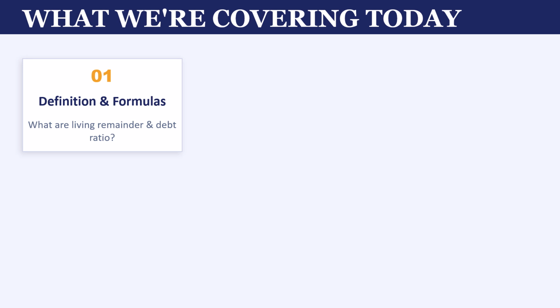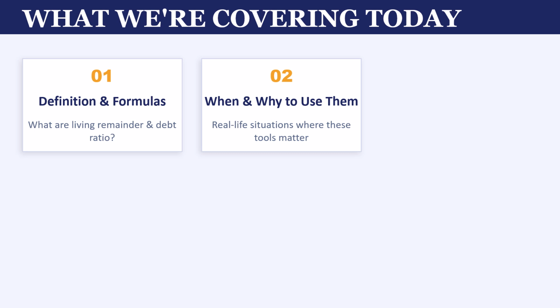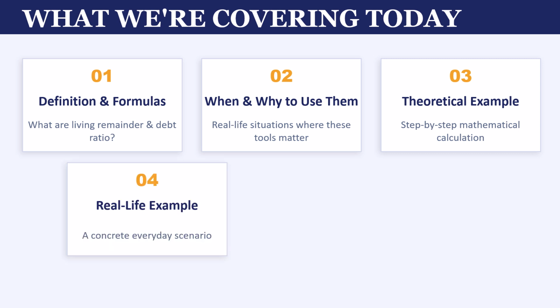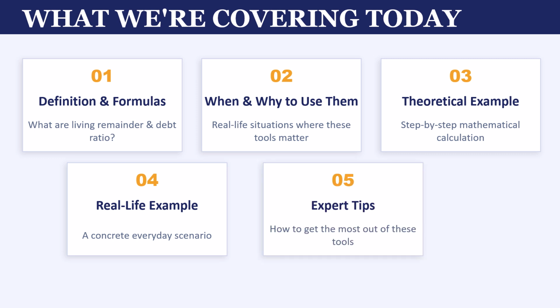Before we start, here's a quick roadmap of what we'll cover. In the first place, we will speak about what living remainder and debt ratio are. Secondly, let's take a real life situation where these tools matter. Third, step-by-step mathematical calculation. Fourth, let's take a concrete everyday scenario. And last, how to get the most out of these tools.